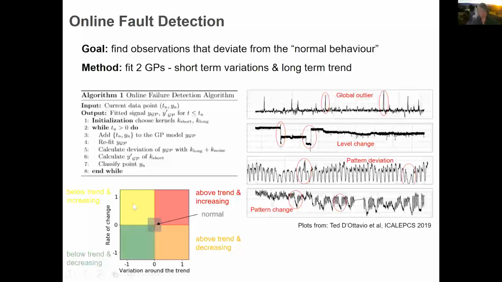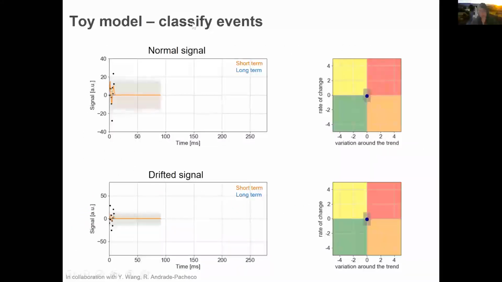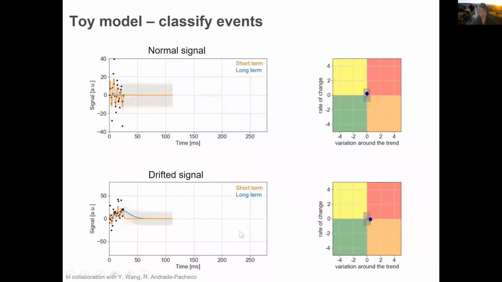The yellow here means that we're below trend and increasing, so going back to normal, and same with the orange above, but decreasing, going back to normal. And we can decide about some normal boundaries here, a normal box that we can tolerate for those machine variations. So let's see how it looks on a toy model. On the top, we can see a normal signal. On the bottom, we can see a drifted signal.